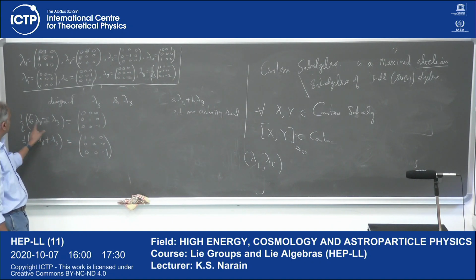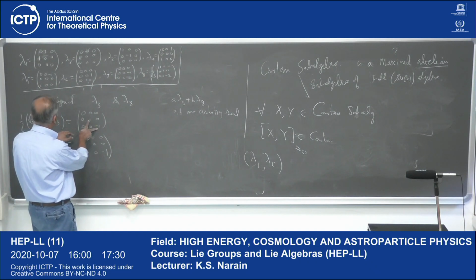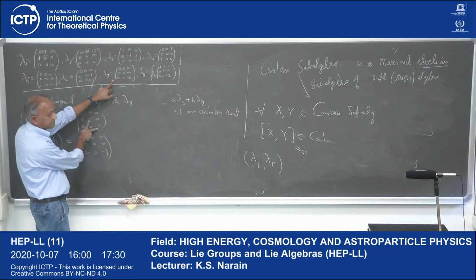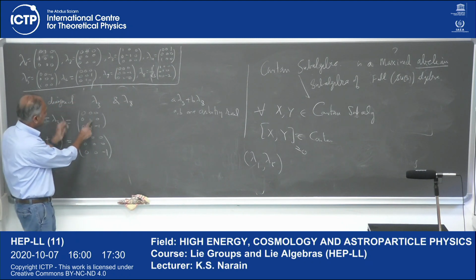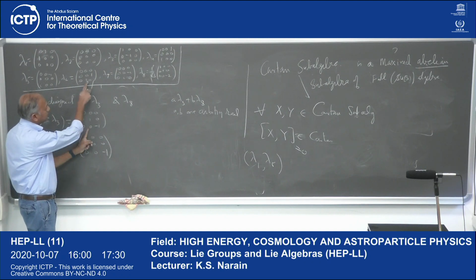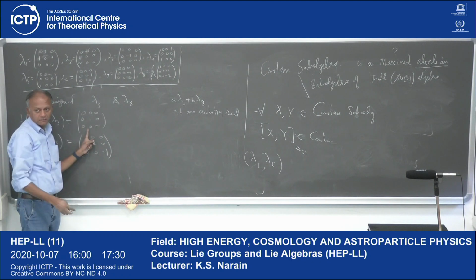Because this is just a real combination of lambda 8 and lambda 3. Now you see that this combination does not commute with lambda 6 and lambda 7. Because if you look at the lower block, this is sigma 3, that is sigma 1, that is sigma 2. So certainly sigma 3 will not commute with sigma 1 and sigma 2.